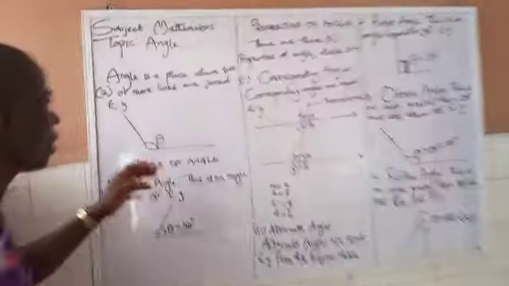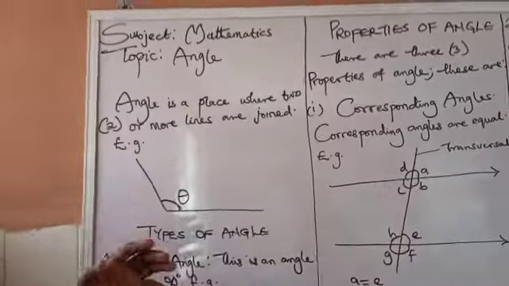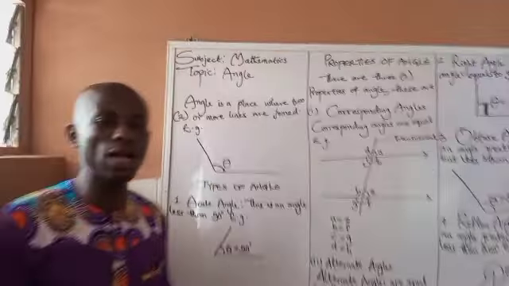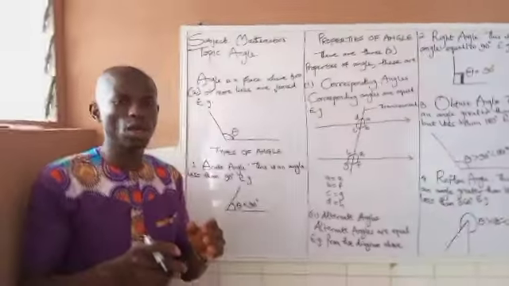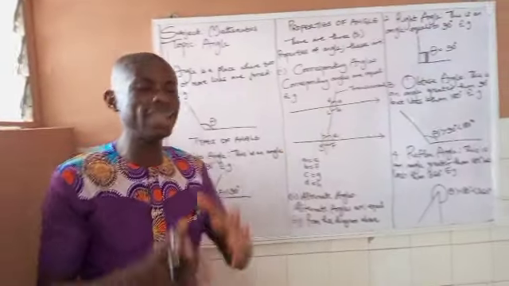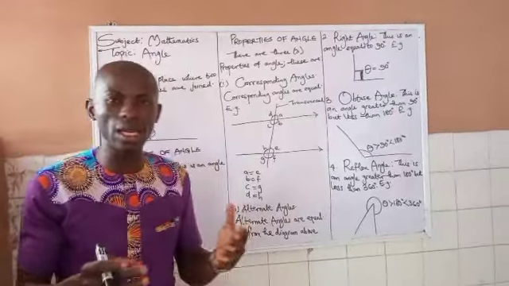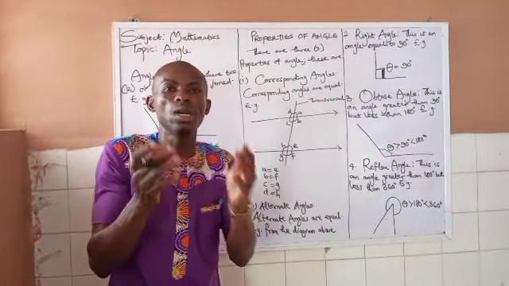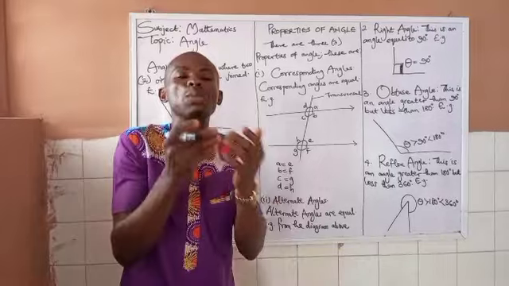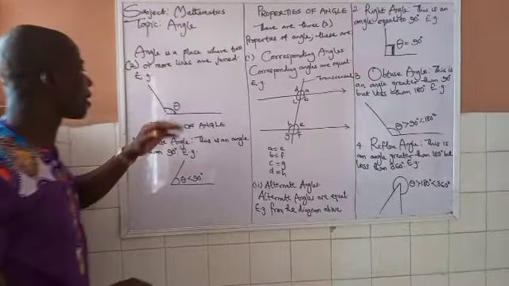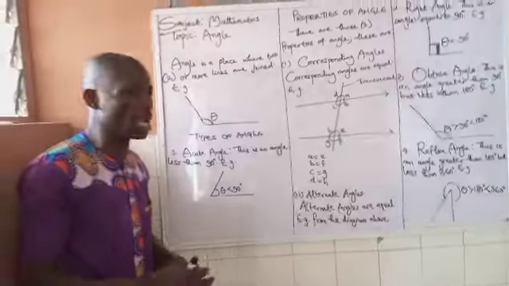Angle can be defined as a place where two or more lines are joined. When we talk about angle, we talk about a place where two or more lines are joined. And please listen, I didn't say joined together. Why? Because when you join something, you have already put it together. So for you to say joined together, you are speaking tautology. So please take note of that. So angle, I repeat, is a place where two or more lines are joined.